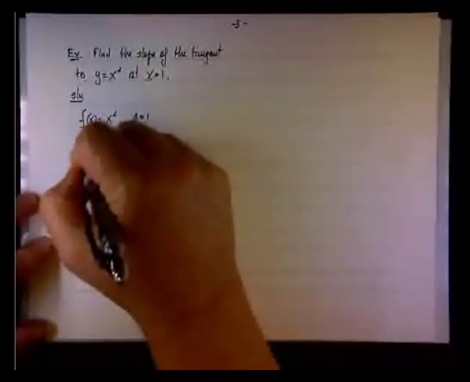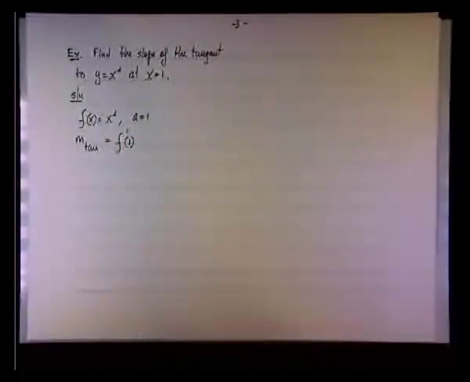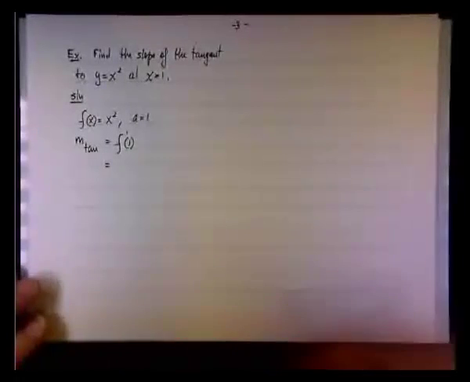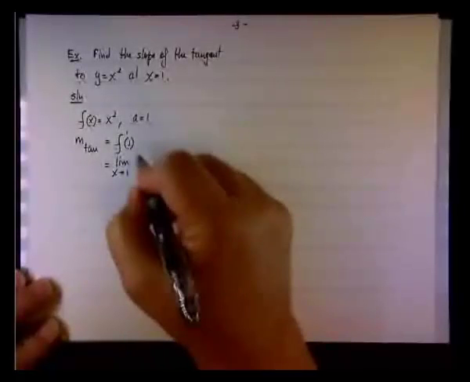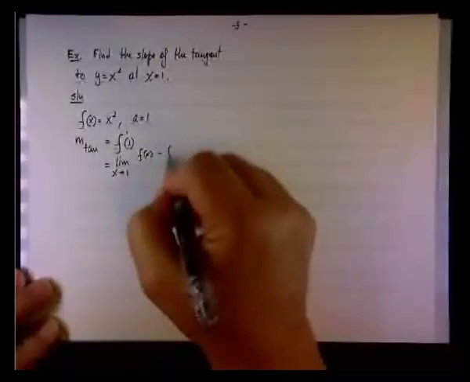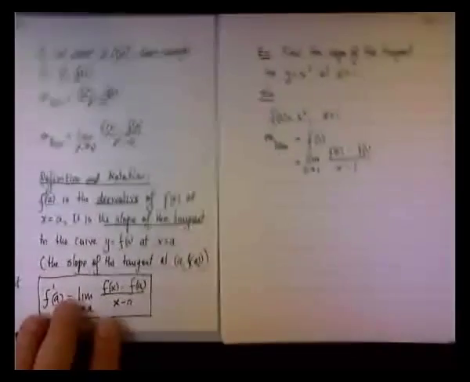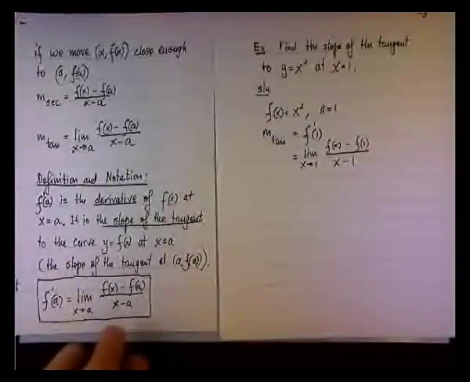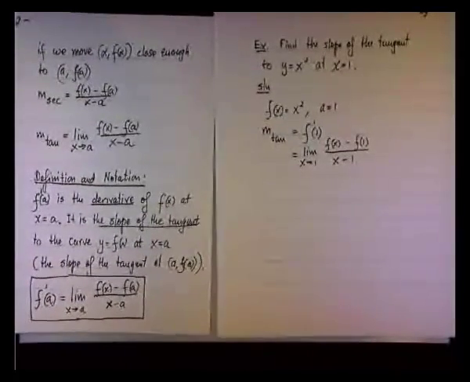Okay, and now the slope of the tangent, by definition, equals the derivative at x equals 1, like so. And by the limit definition of the derivative, it's the limit as x approaches 1 of f of x minus f of 1 divided by x minus 1. What I did here, I simply used the expression in the box, which is the definition of the derivative. f of a is f of 1, and x minus a is replaced with x minus 1.